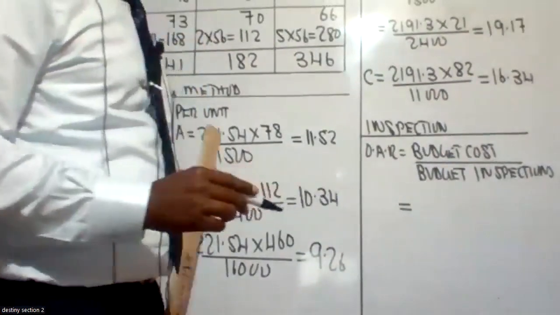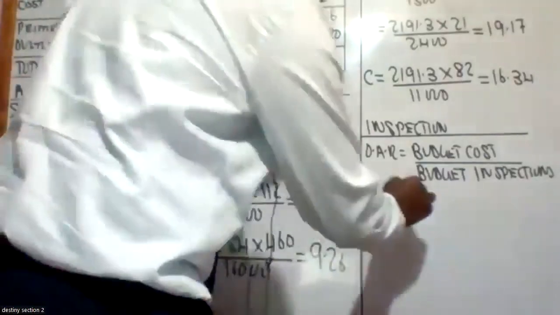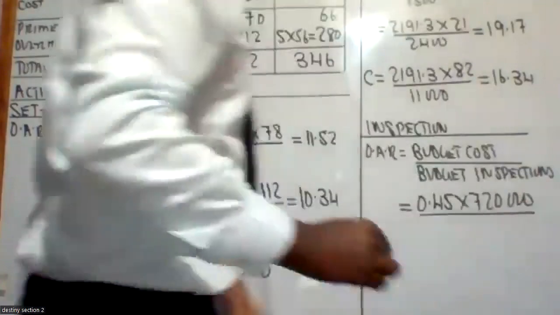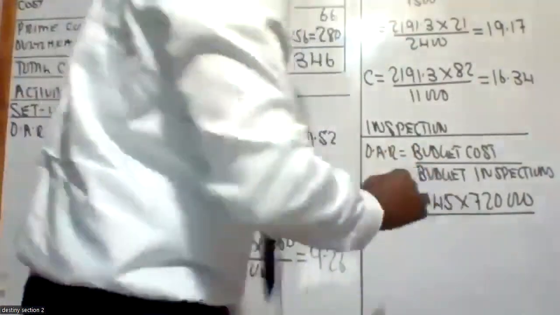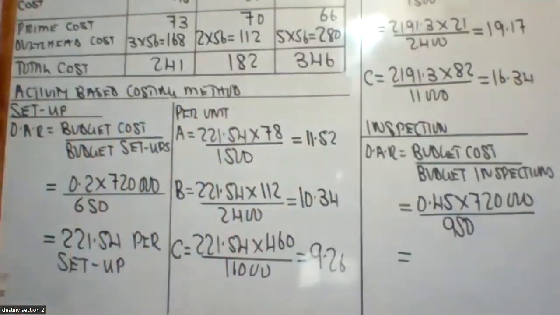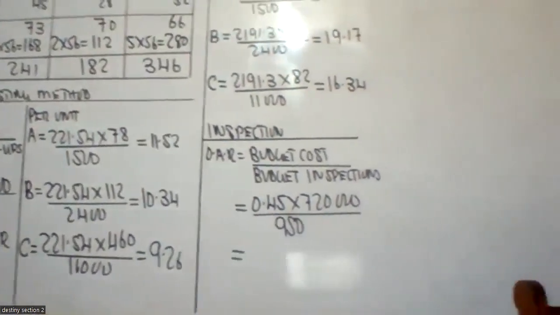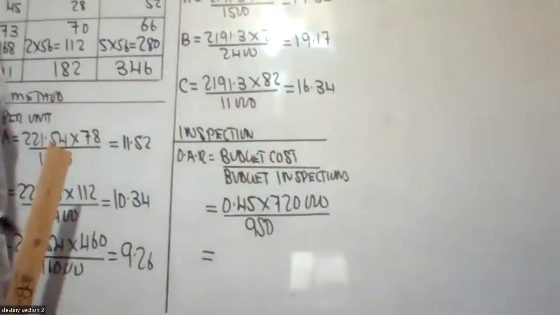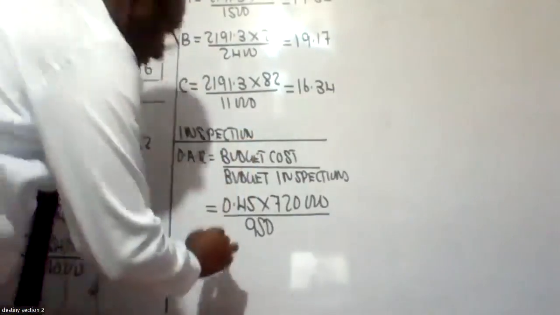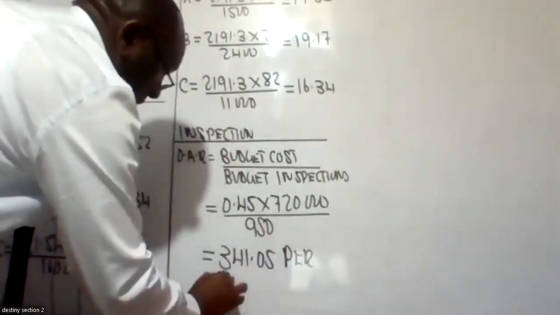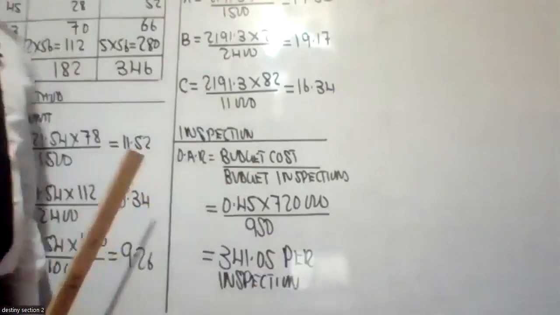So the costs will be 45% of 720,000. You divide by the number of inspections, which are 950. That is 341.05 per inspection.